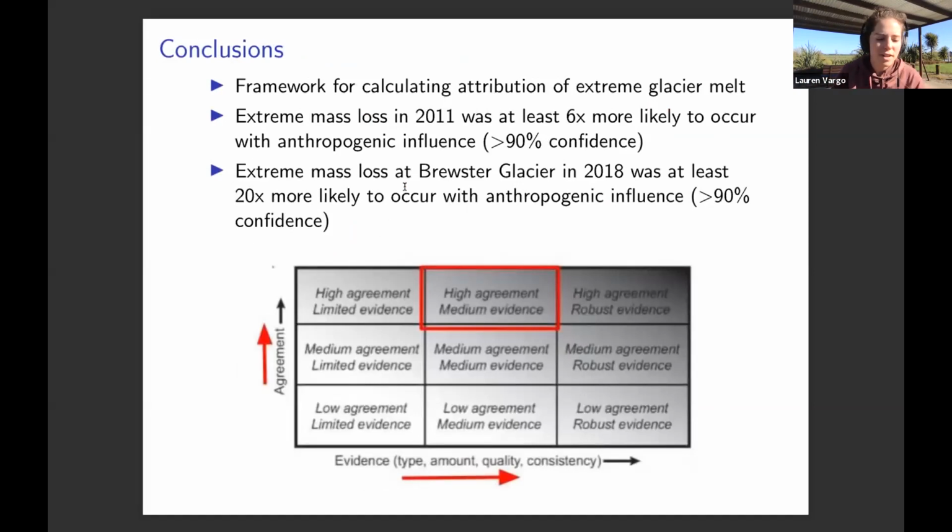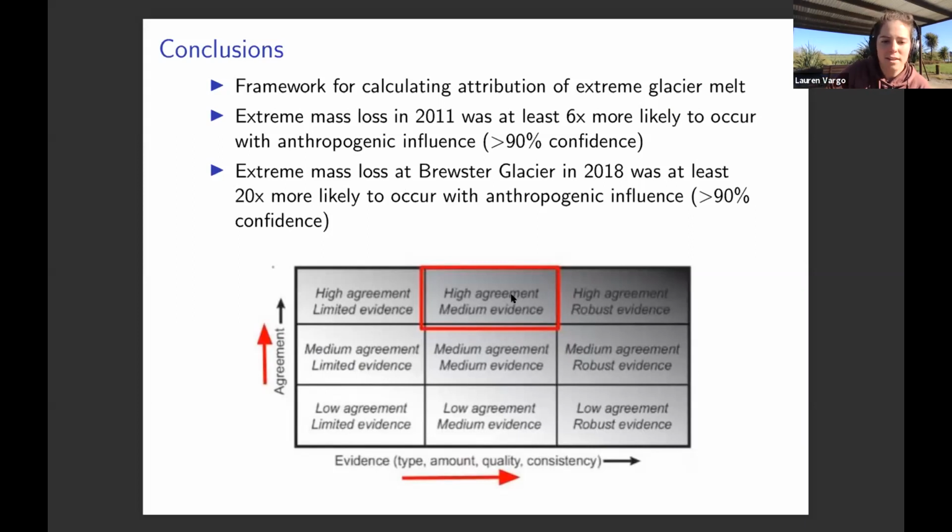And so that's really what I've got. The exciting part of this work was that we were able to develop this framework for calculating attribution of extreme glacier mass loss, both for mass balance and for snowlines, that proxy of mass balance. We're able to show that increases in mass loss were at least 6 times more likely in 2011, and at least 20 times more likely for Brewster Glacier in 2018.